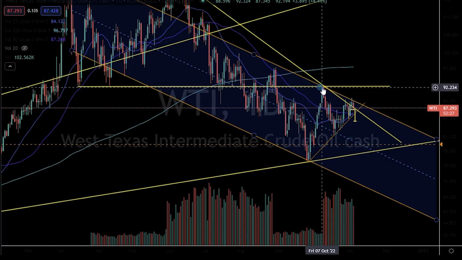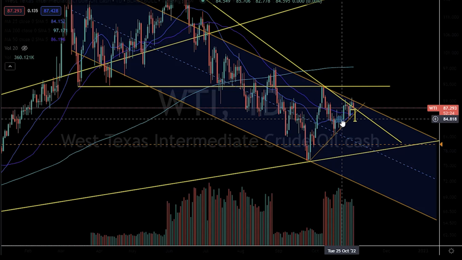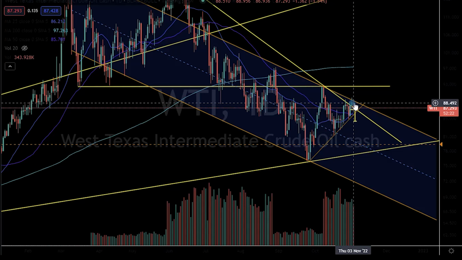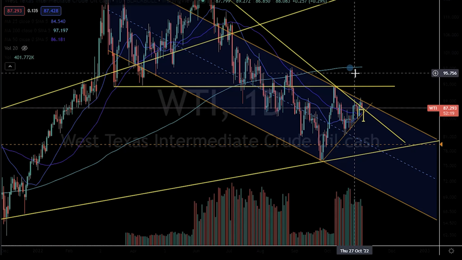Here you made a new low. Basically, you made a little bit of a high at resistance. You pulled back. You didn't make a new low, but you also didn't make a new high.